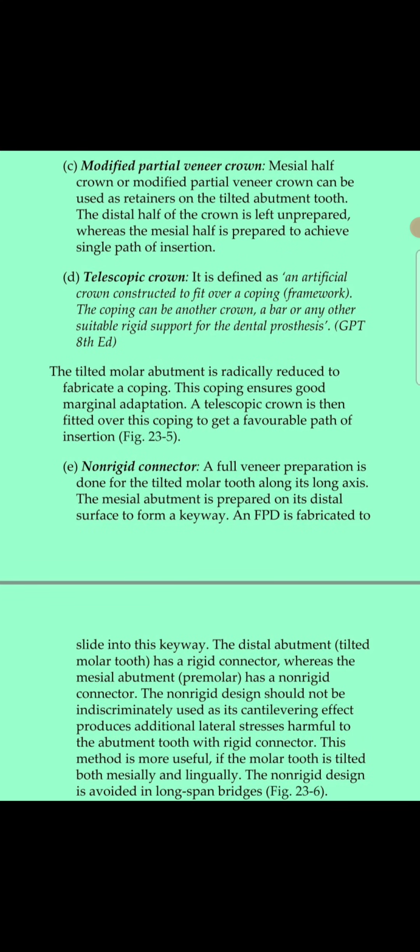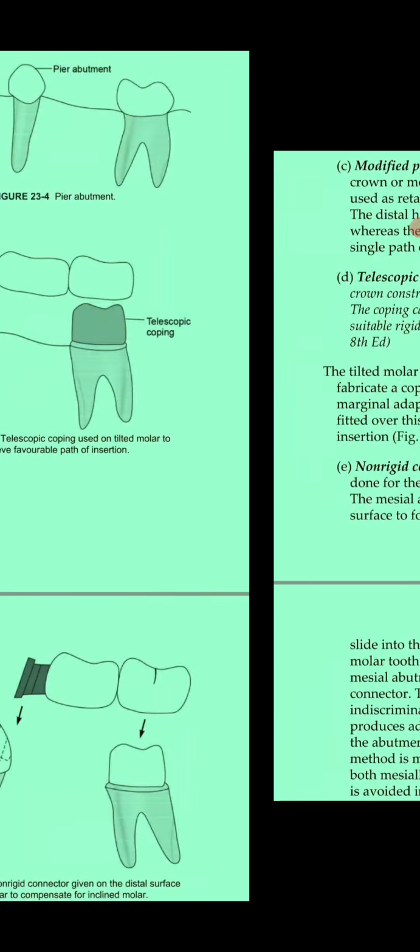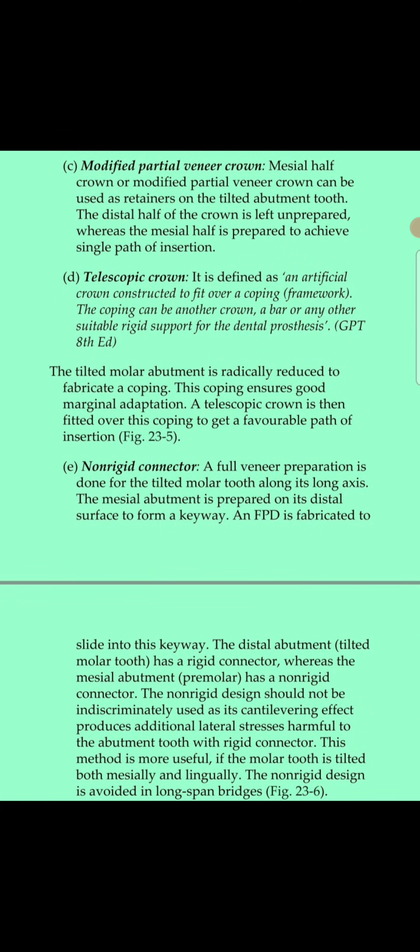In non-rigid connector, a full veneer preparation is done for tilted molar tooth along its long axis. The mesial abutment is prepared on its distal surface to form a keyway. And fixed partial denture is fabricated to slide into this keyway. The distal abutment tilted molar has a rigid connector, whereas the mesial abutment premolar has a non-rigid connector.